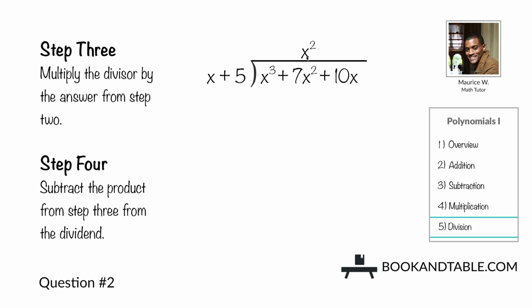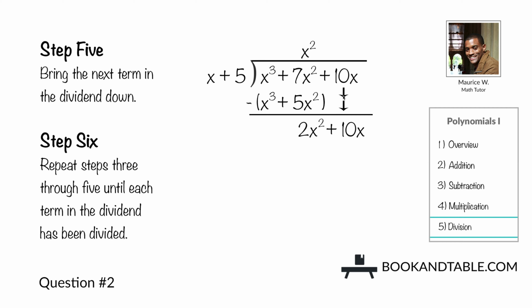And now we'll multiply x squared times our divisor. So that gives us x squared times x, which is x cubed. And x squared times 5, which is plus 5x squared. And now we'll subtract this product from the dividend, giving us x cubed minus x cubed, which would be 0. And 7x squared minus 5x squared would give us 2x squared. And now we want to bring down the next term in the dividend, which would be plus 10x.